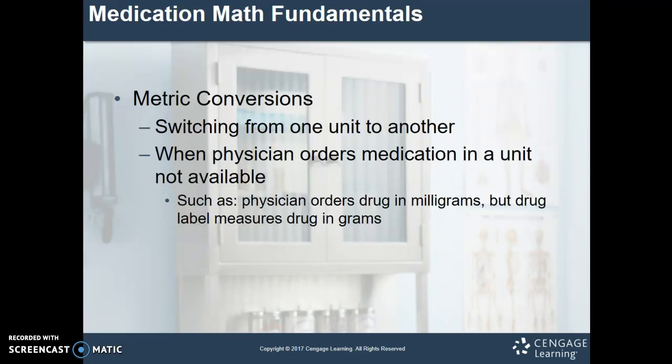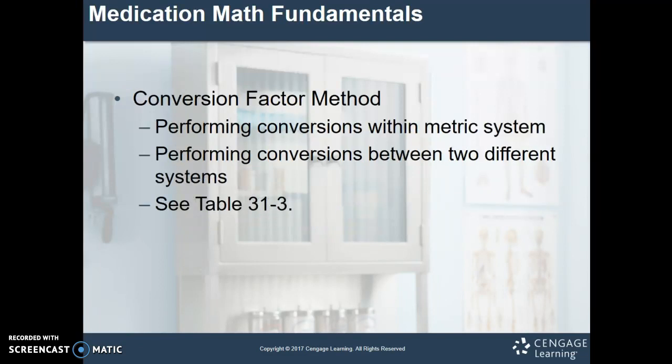So conversions. Metric conversions just means to switch from one unit to another. For example, going from milliliters to liters. A good example of this might be a physician orders a drug in milligrams, but the drug label measures in grams, and you need to figure out how many grams to give to equal what the physician is asking for. So there's a number of different methods that you can use to do this. The conversion factor method.